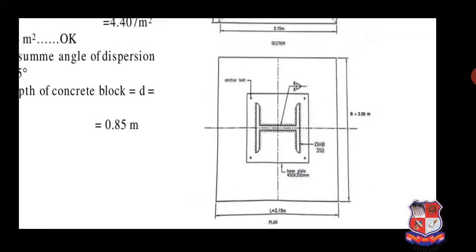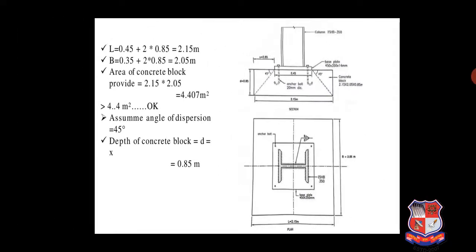So these 4 steps you can follow to design a slab base, and it is a trial and error method. So before you provide the base plate size and area of concrete, it should be mentioned in our design criteria.